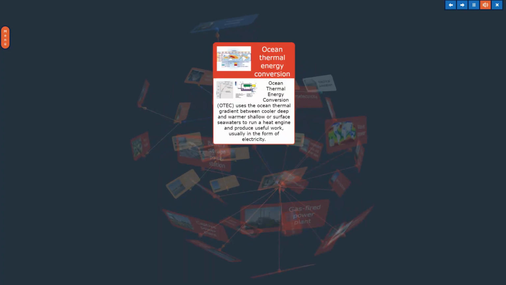Ocean thermal energy conversion. Ocean thermal energy conversion (OTEC) uses the ocean thermal gradient between cooler deep and warmer shallow or surface seawaters to run a heat engine and produce useful work, usually in the form of electricity.